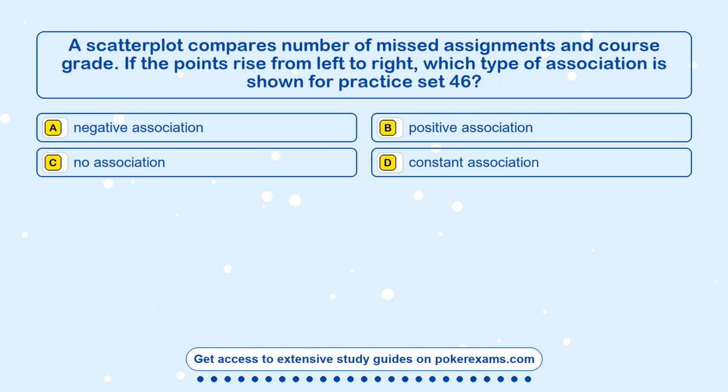Question 25. A scatter plot compares number of missed assignments and course grade. If the points rise from left to right, which type of association is shown for practice set 46? Option A negative association. Option B positive association. Option C no association. Option D constant association.